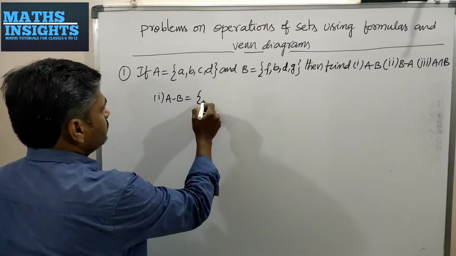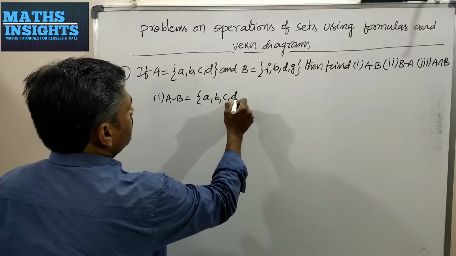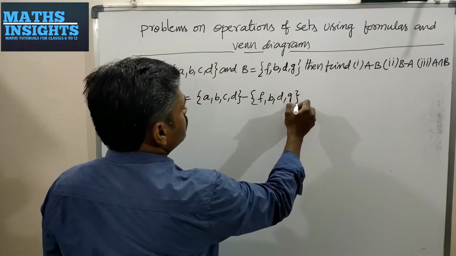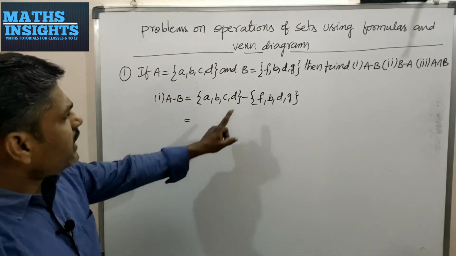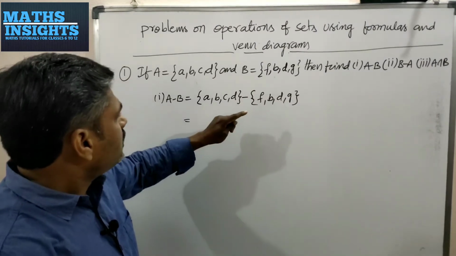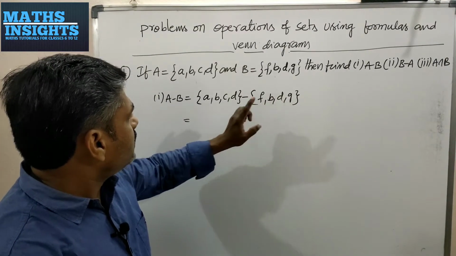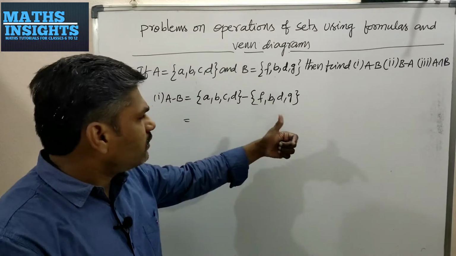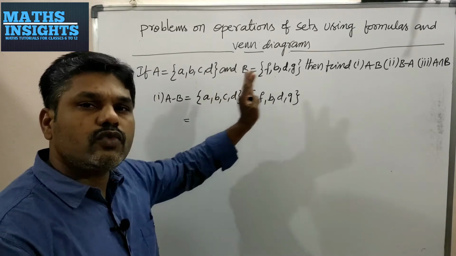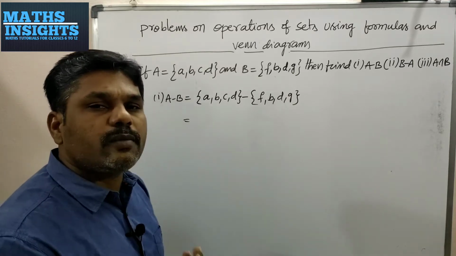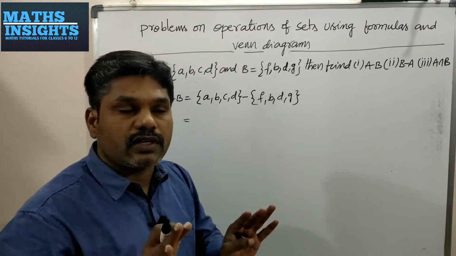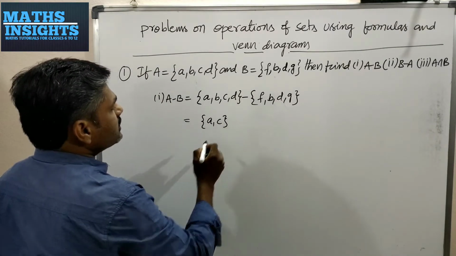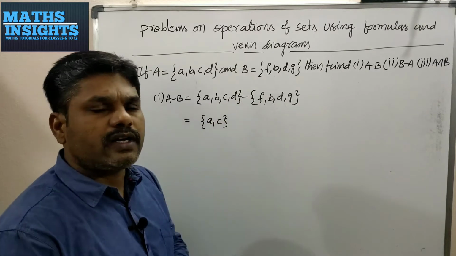First I am writing the two sets: A, B, C, D minus F, B, D, G. Minus means remove or subtraction. If you observe, B and D are here, and B and D are also there. B and D are the elements of B which are in A. Therefore, you have to remove those elements. Then you have to write the remaining elements of A only, not B. So in A, you will have A, C if you remove the elements B and D.